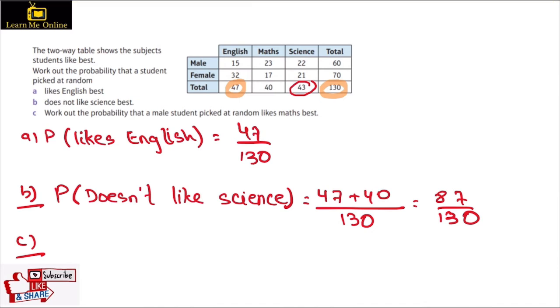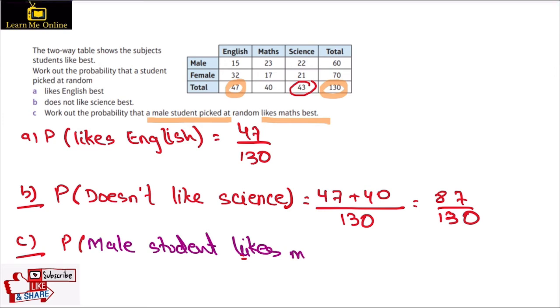Let's read part C now. Work out the probability that a male student picked at random likes maths best. Now, we are finding the probability from the male list only. So the total is the males, because the key information is: work out the probability that a male student picked. So we are only picking from the male students who like maths. So we are finding the probability a male student likes maths.